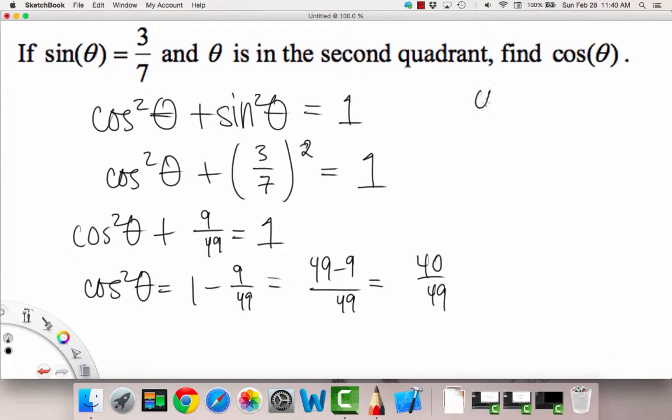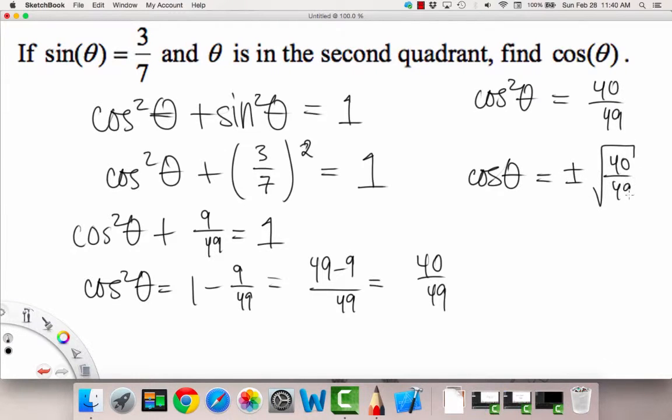Now we have cosine squared theta is equal to 40/49. To solve for cosine theta, we square root both sides. So this is equal to plus or minus the square root of 40/49, which is the same thing as plus or minus the square root of 40 over 7, and we can also take out a 4, or well, a 2. So 2 times the square root of 10 over 7.